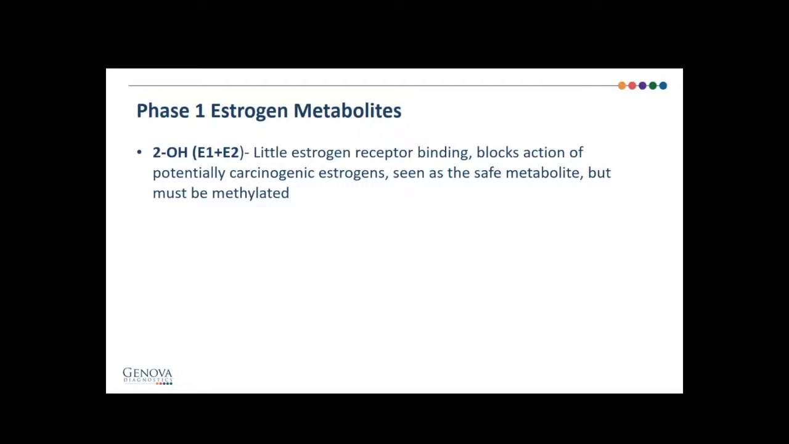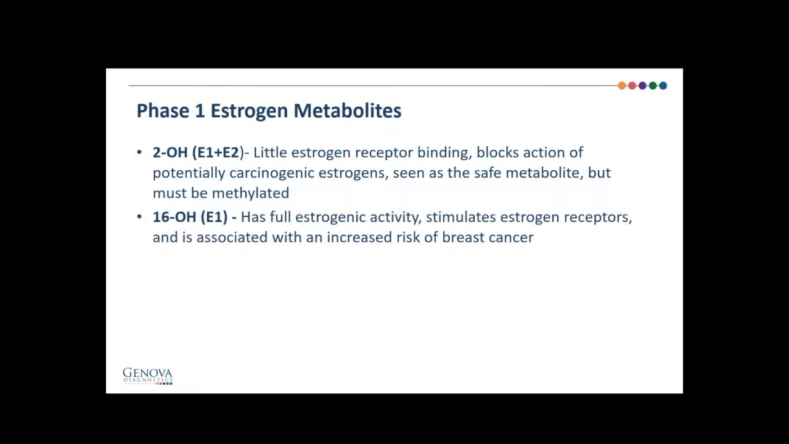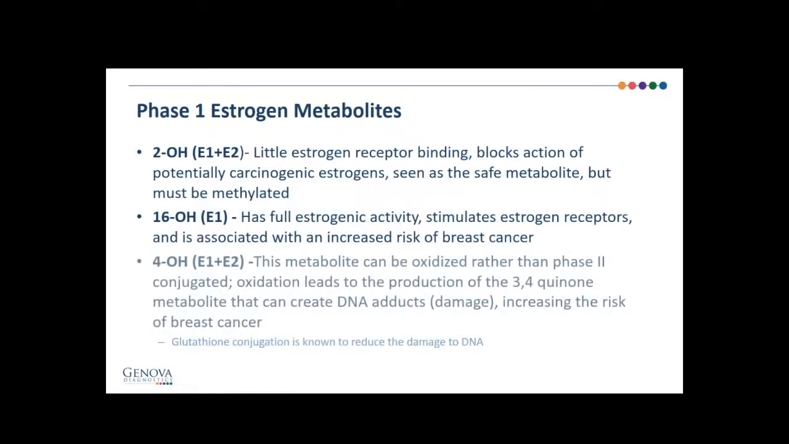In other words, 2-hydroxy phase one is a good guy, as long as it goes through phase two methylation, where it becomes water soluble and is excreted, and that's about methylation. 16-alpha hydroxy, as I said, has estrogenic activity and increases the risk of breast cancer as a result. And then the 4-hydroxy can be oxidized. Now, the 4-hydroxy is problematic because if it doesn't get methylated or phase two detoxified through another pathway of detoxification, 4-hydroxy can be oxidized. And it's oxidized into something called the 3,4-quinone metabolite, not measured here. But the 3,4-quinone metabolite creates DNA adducts, damage to DNA, which increases the risk of breast cancer.